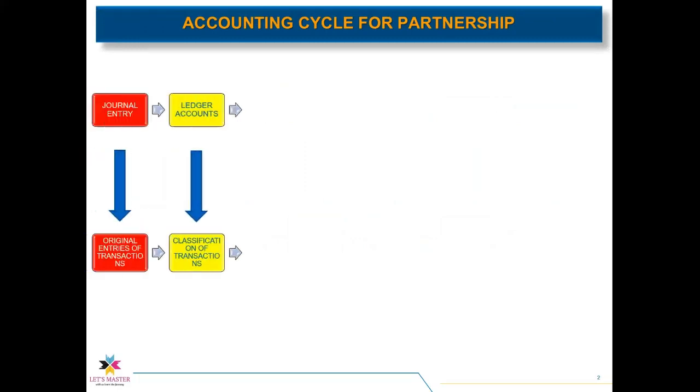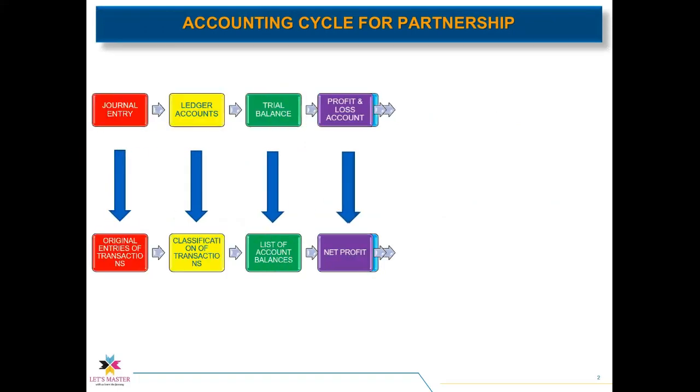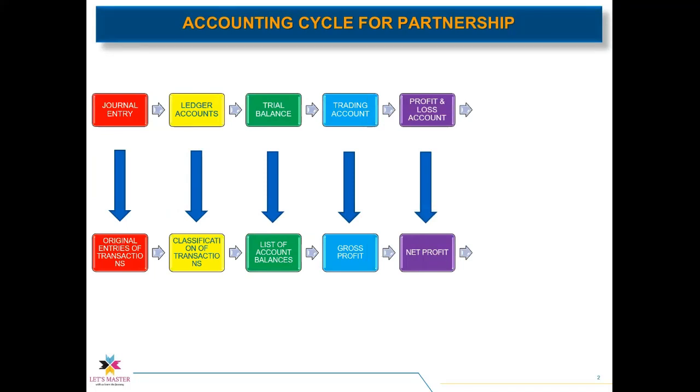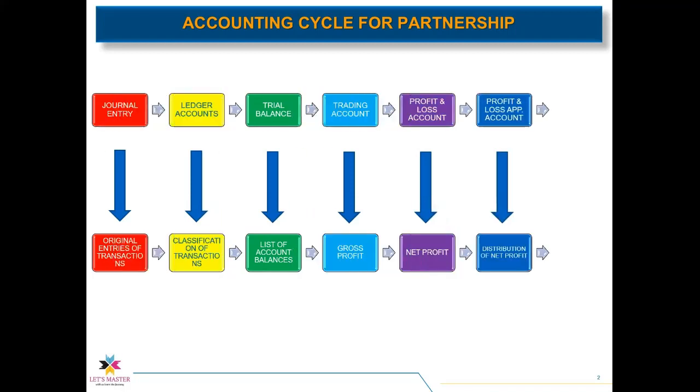So the rest of the things remain the same, and the journey till preparation of the profit and loss account remains the same. But once we have prepared the profit and loss account, which discloses the net profit, then we prepare an additional account that is known as the profit and loss appropriation account. The objective of preparing this account is to show the distribution of net profit.